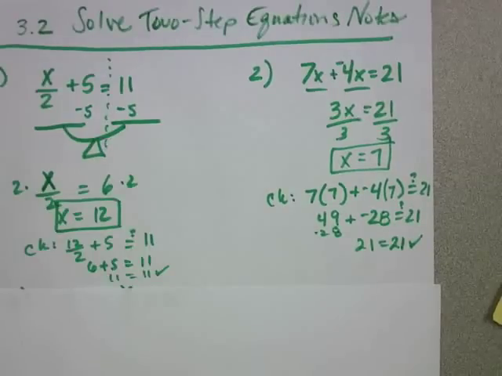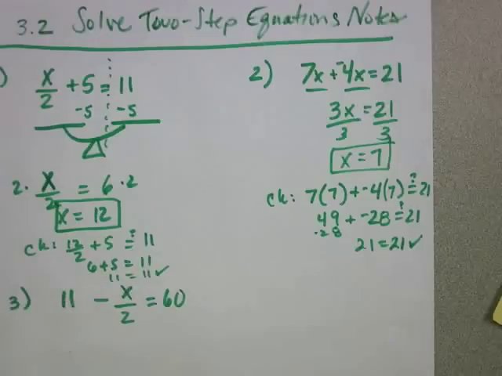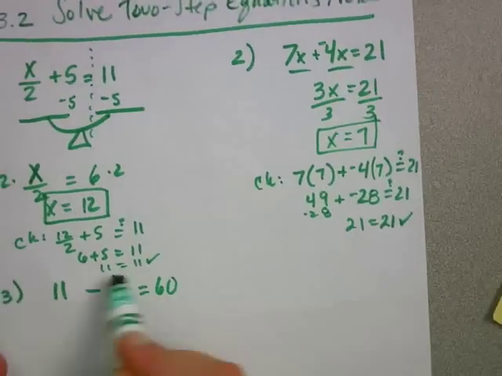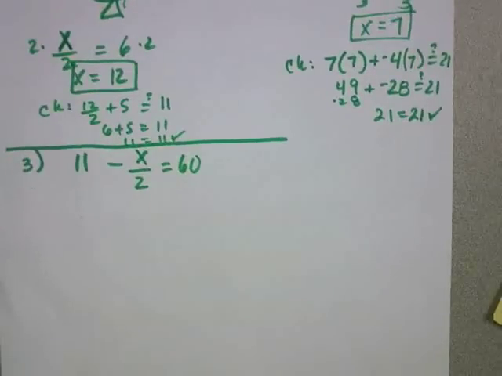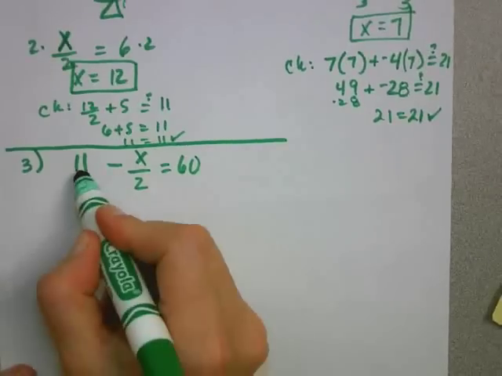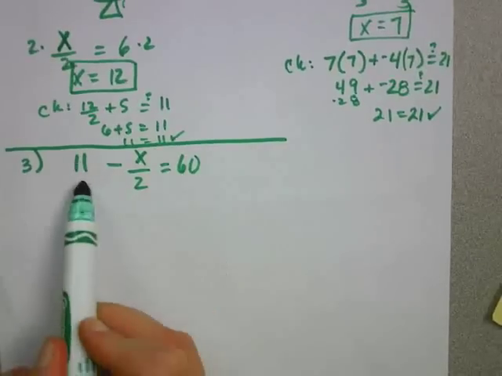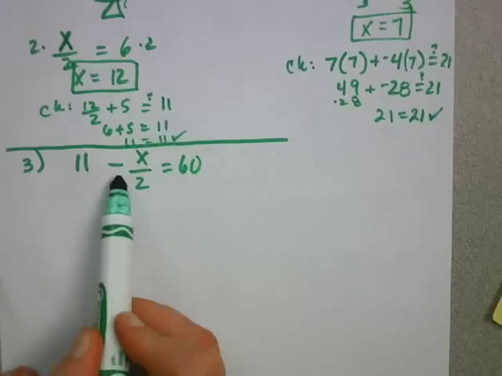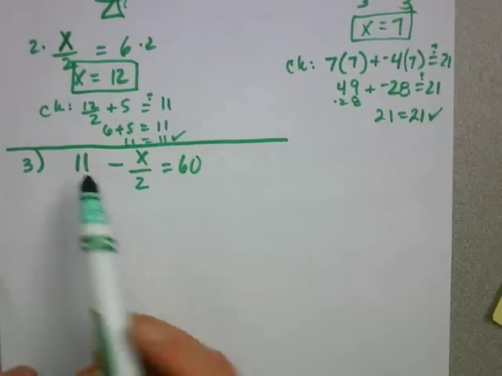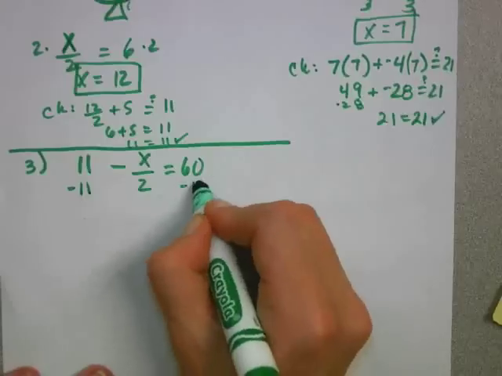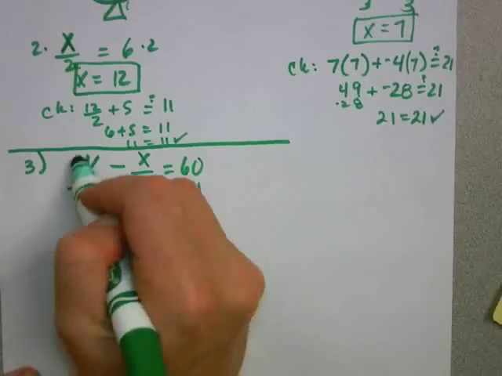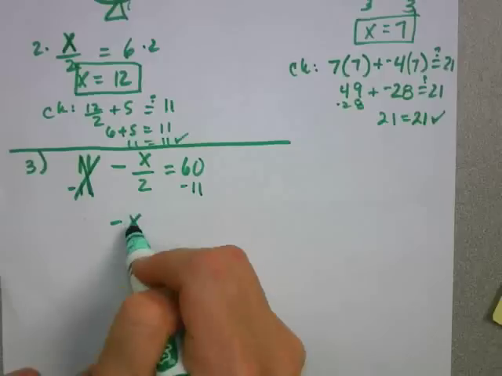All right, the next guy kind of ran into my check here. It's 11 minus x divided by 2 equals 60. So we need to get rid of 11 first. Is this 11 a positive number or a negative number? Who cares what this is? What is the 11? It's positive. So we have to get rid of positive 11 by subtracting or adding a negative 11. Then we're left with negative x over 2 equals 49.